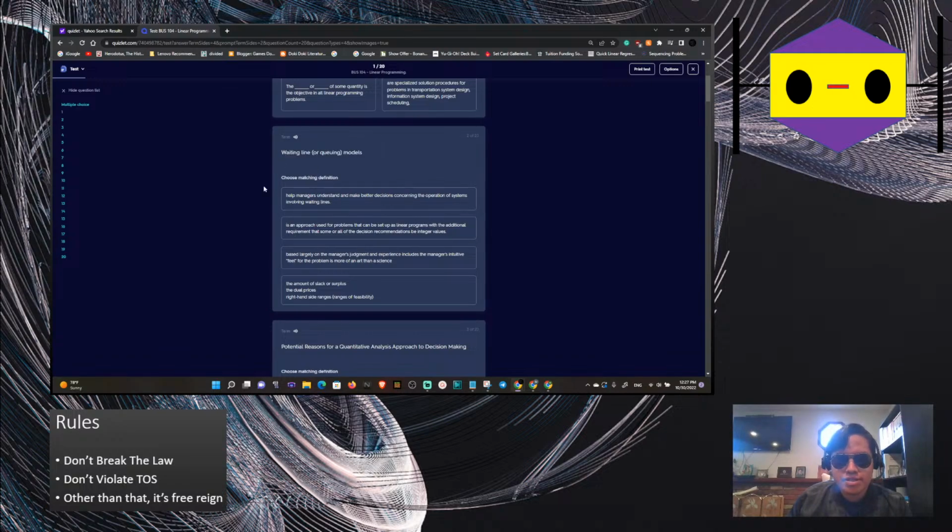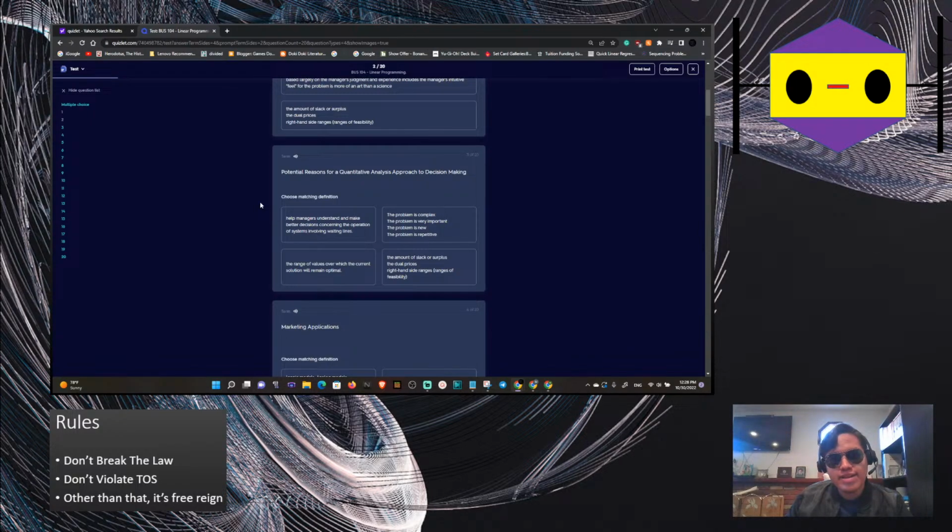Waiting line or queuing models. Which one do you think? I don't know. It's called waiting in line for a reason. Don't know what that is. Is an approach that can be set up as linear programs with the additional requirement that some or all of the decision recommendations be integer values, I think? I don't know. What do you think? I think I'll go with B. You gonna go with approach to problems like this one? B? Yeah.